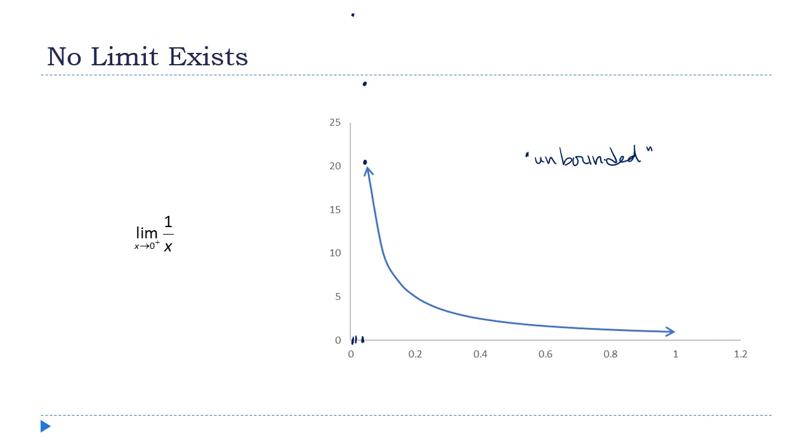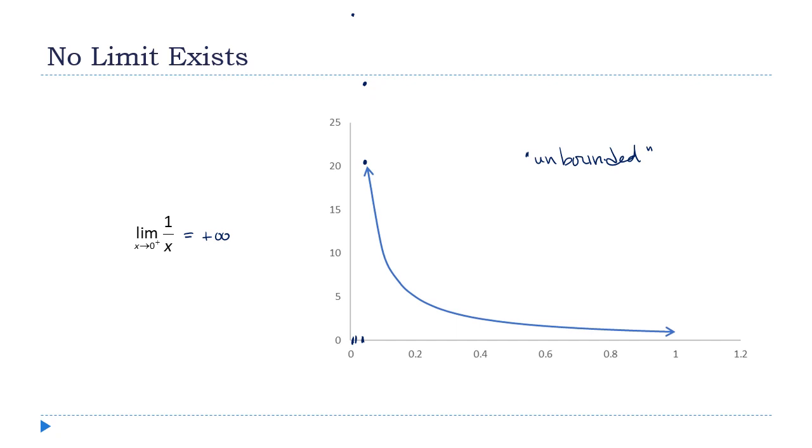And the way I'm going to write this with a limit, I'm going to say the limit as x approaches 0 from the right of 1 over x equals plus infinity. Or you can, I usually put the plus sign in. It's a bit of a habit. If you leave the plus sign off, just say infinity. That's fine too.